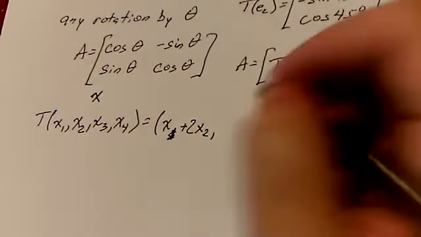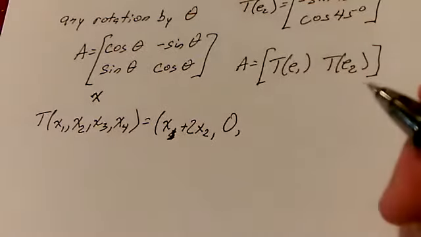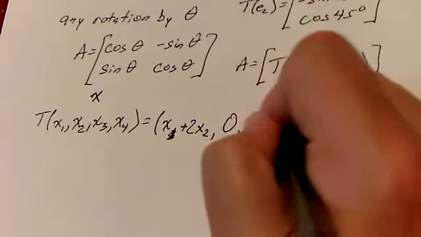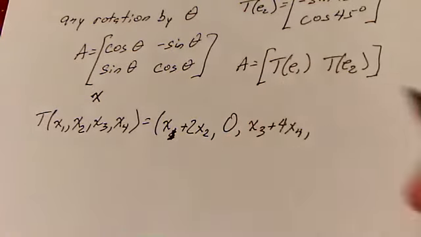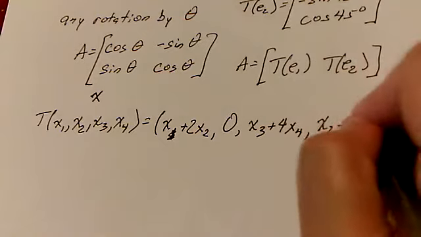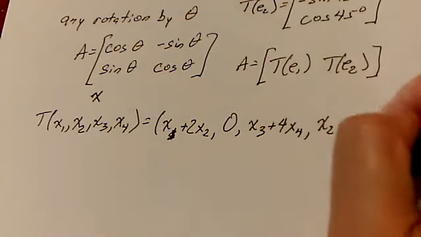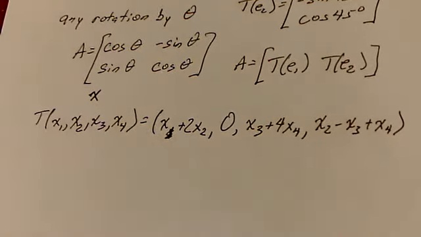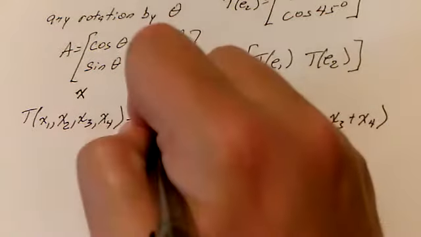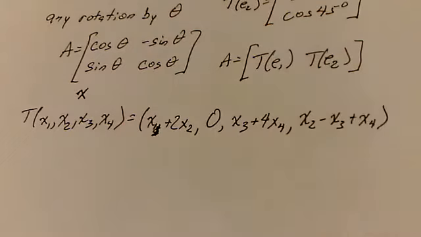x1 plus 2x2, 0 for the second coordinate. Third coordinate, x3 plus 4x4. Fourth coordinate then is going to be x2 minus x3 plus x4. Okay? We see what our transformation is there. Okay, that's x1 plus 2x2, 0, x3 plus 4x4, and then x2 minus x3 plus x4.